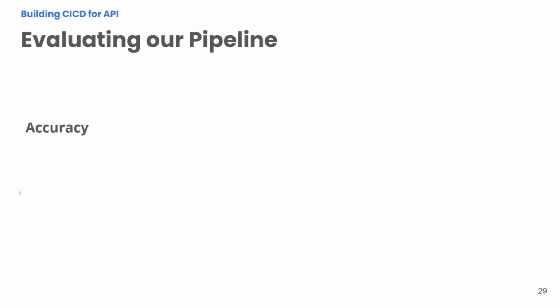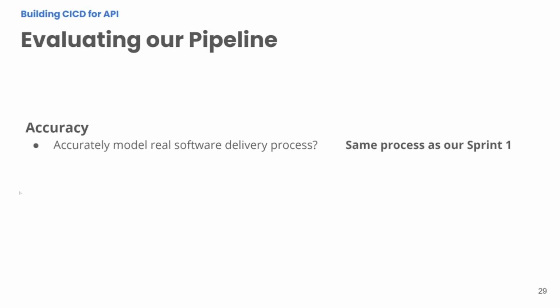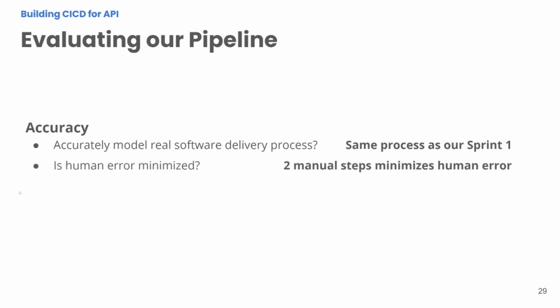Does the pipeline accurately model the real software delivery process? Yes. We model the user flow of this pipeline based on our process from Sprint 1, before we automated everything. Is human error minimized? Yes. Even though most of the pipeline is automated, to trigger the automation, there are 2 manual steps of approval. If you make a mistake, there's still 2 chances for you or someone to check.